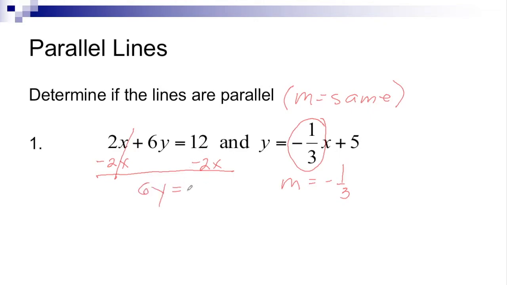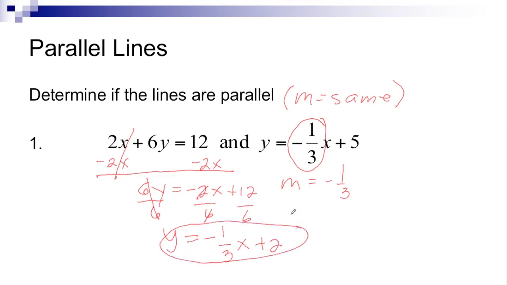12 minus 2x is negative 2x plus 12. Then divide both sides by 6. 6 divided by 6 is 1, so we have y equals. Get the lowest form of 2 and 6. They are both divisible by 2, so that will be negative 1/3 x plus 2. Now, let us compare the slope of the second equation and the first equation. So this has a slope of negative 1/3. Therefore, the graph is parallel.